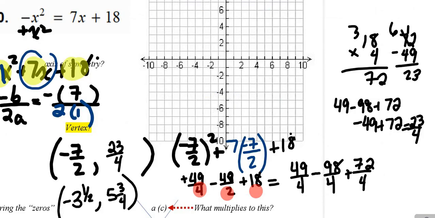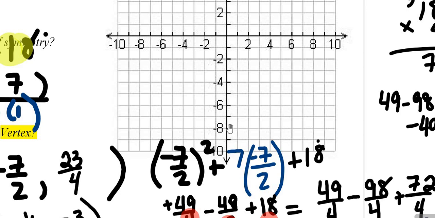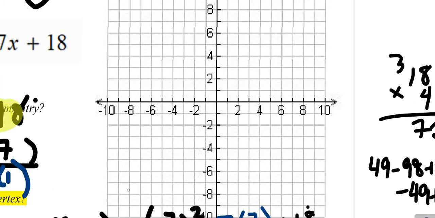Now, to find your zeros, so to graph this, is negative 3 1/2 and positive 5 3/4. 1, 2, 3, 4, 5. That would be 6, so 3/4 goes about right there.